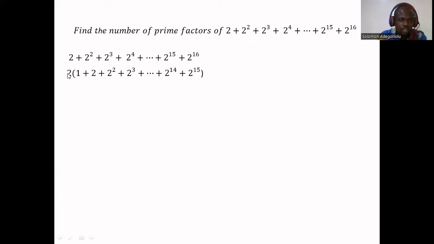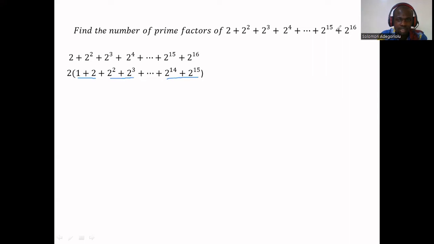Meaning, if you divide this 2 by this, you're going to have 1. Divide 2 raised to power 2 by 2, you're going to have 2. And if you keep dividing 2 raised to power 16 by 2, you're going to have 2 raised to power 15. So this 2 is common here. From here now, I can decide to group these. What do I mean? 1 plus 2, group it together, group this, and also group this.